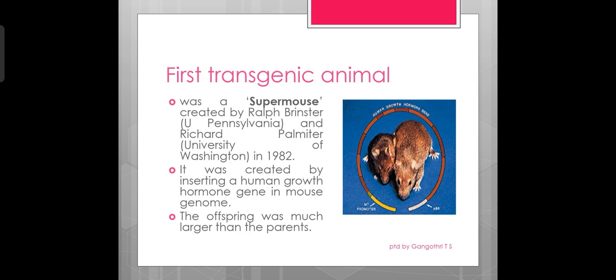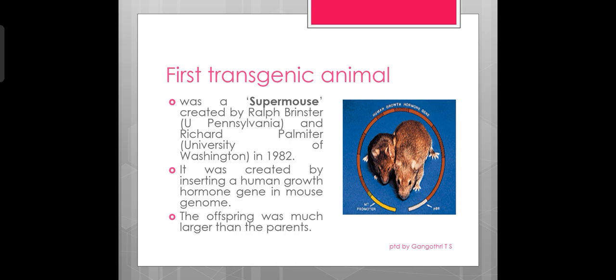First transgenic animal. The first transgenic animal was a super mouse created by Ralph Brinster and Richard Palmiter in 1982. It was created by inserting a human growth hormone gene into the mouse genome. The offspring was much larger than the parents. You can see the comparison in the picture.